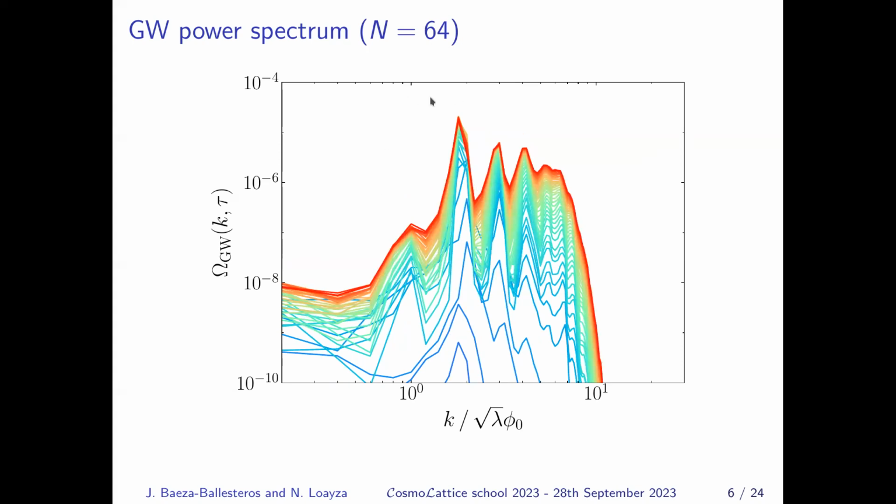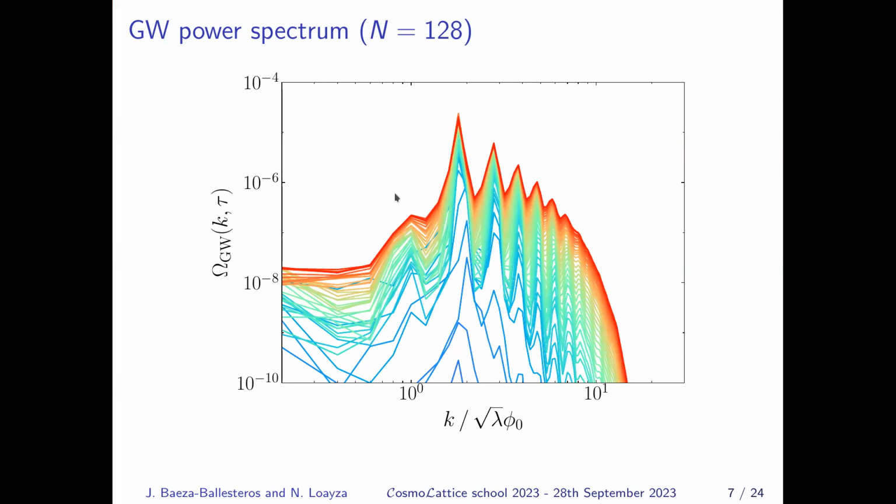Now the peaks are more clear there. We now cover more scales and see that after some scale, the spectrum decays. But still, it seems that things are not good enough. And if we go to 128, we start to see that things are smoother, and we could go to 256. We could go to even bigger lattices, and we will get better and better defined spectra. But after this point, we are more or less covering the relevant scales in this model.